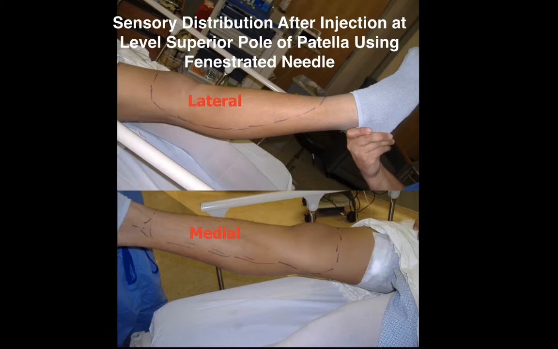An interesting observation after injection with the fenestrated needle across the tissue plane between the vastus medialis and sartorius at the level of the superior pole of the patella is that the sensory changes produced resemble those produced after a more proximal injection within the adductor canal.